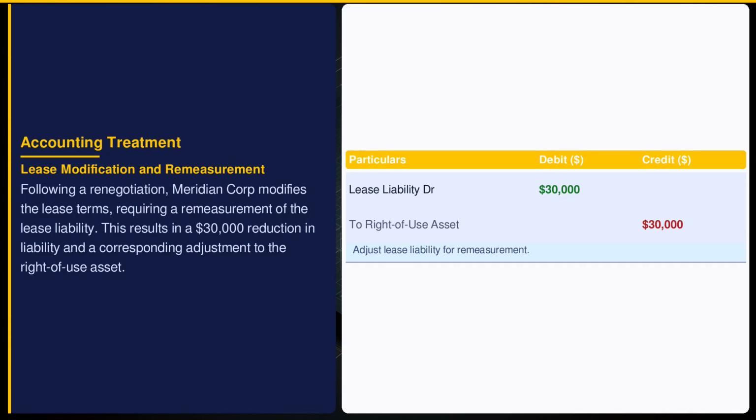Lease modifications can alter financial obligations. Indian Accounting Standard 36 requires remeasuring the lease liability to reflect adjusted terms. Meridian's $30,000 reduction mirrors the updated lease terms, aligning assets and liabilities. Adjustments like these ensure the company's financial records accurately represent current obligations and asset values.